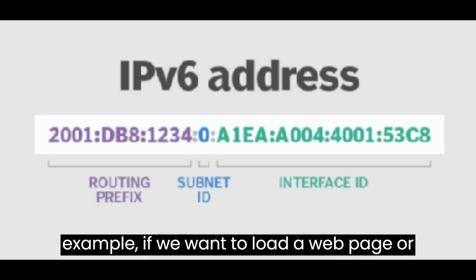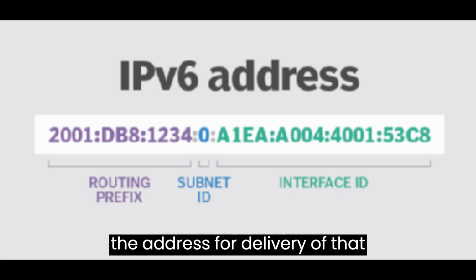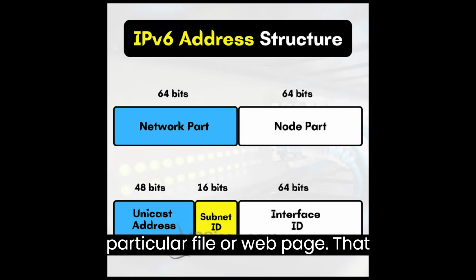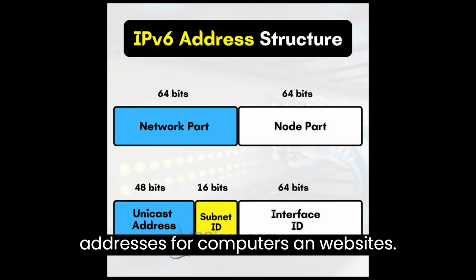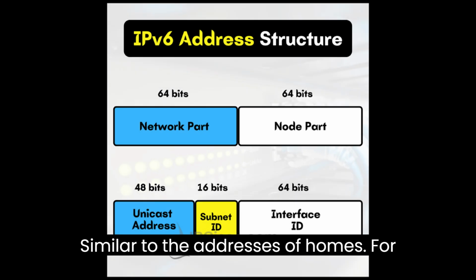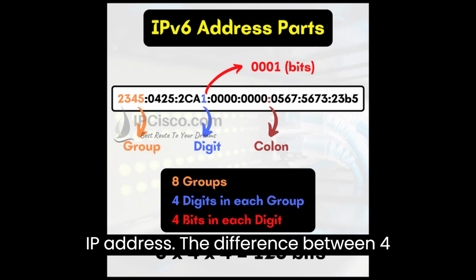For example, if we want to load a web page or download something, we require the address for delivery of that particular file or web page. That address is called an IP address. Simply put, IPv4 and IPv6 are addresses for computers and websites, similar to the addresses of homes. For example, your computer has its own unique IP address.